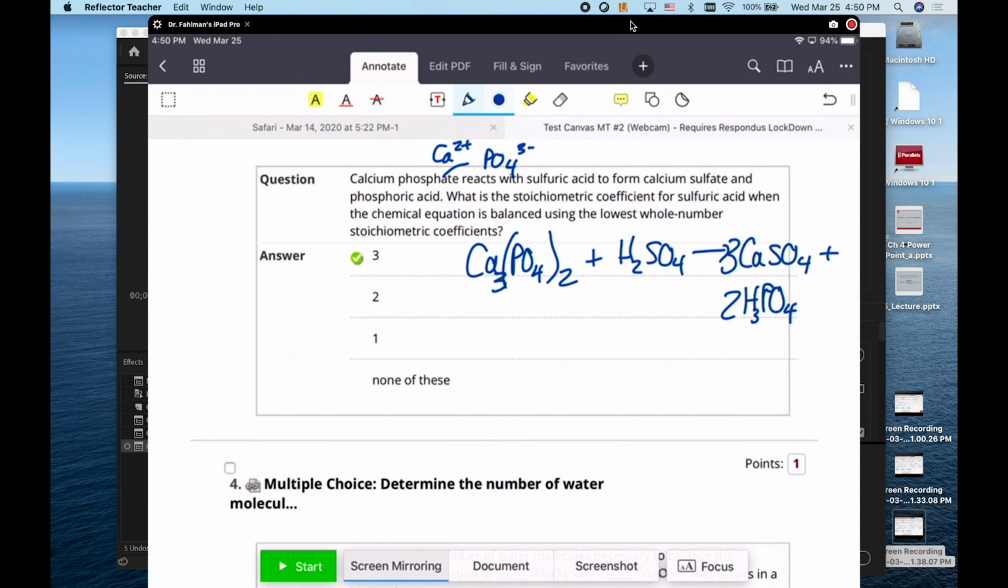2 of those, and 3 of those, I think, right? So is that balanced? 6 oxygens, 2 phosphates. Yeah, okay. And so it's asking, what's the stoichiometric coefficient for sulfuric acid? That would be 3. Okay.